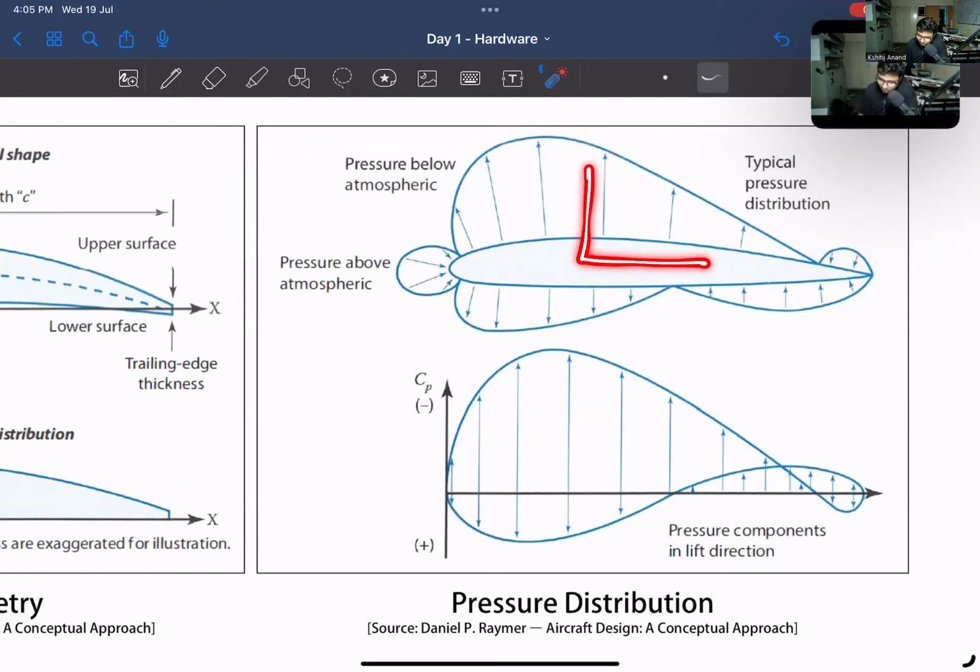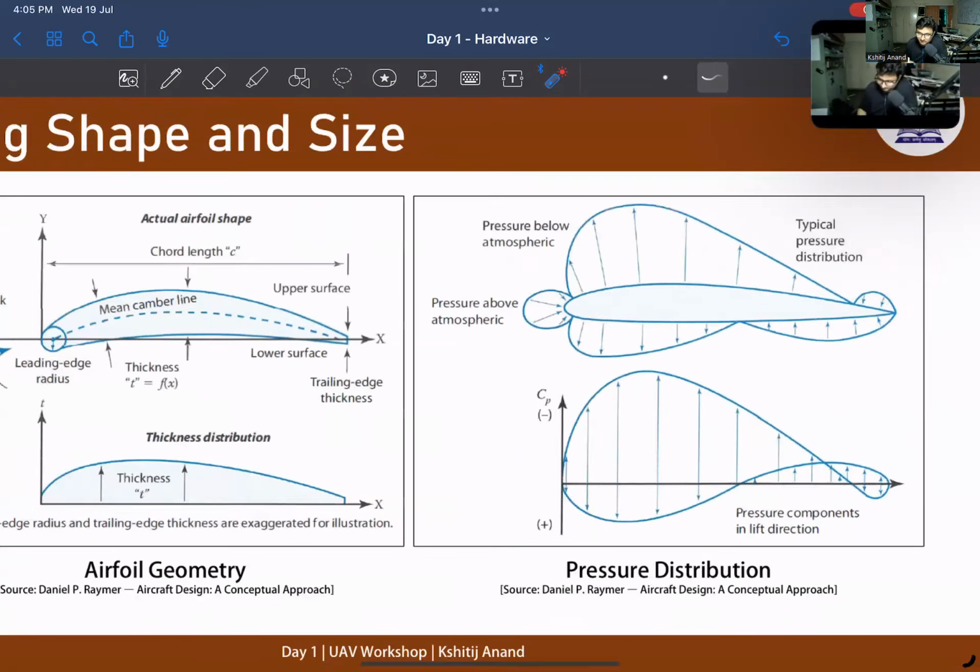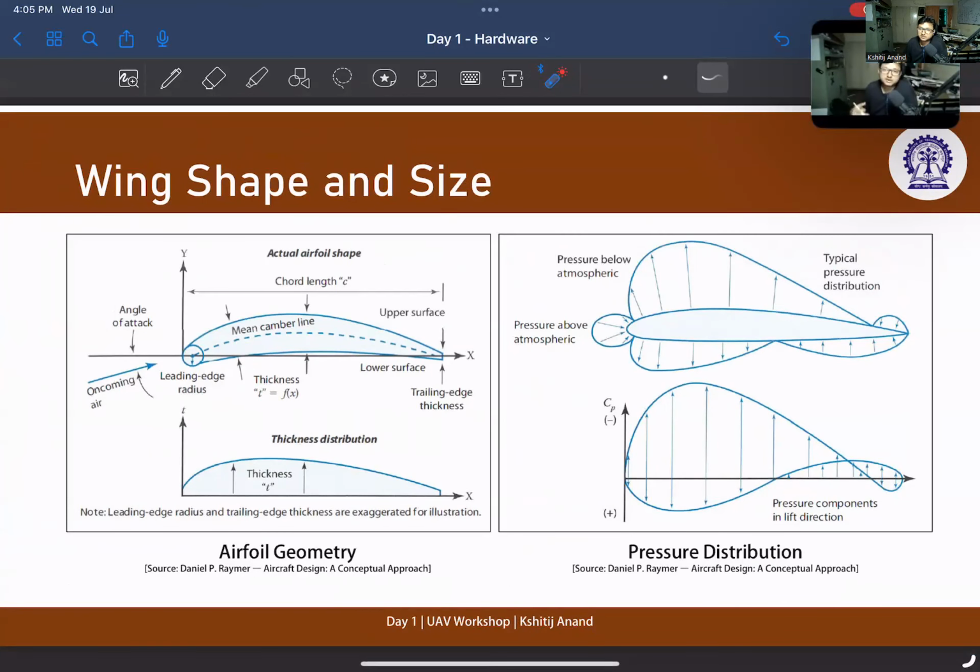So we have two forces, one is drag and one is lift, if we have the free stream velocity coming in this direction. Drag is always in the direction of the free stream velocity. Lift is always perpendicular to the free stream velocity direction. Okay. That's how lift and drag forces are defined in the first place.